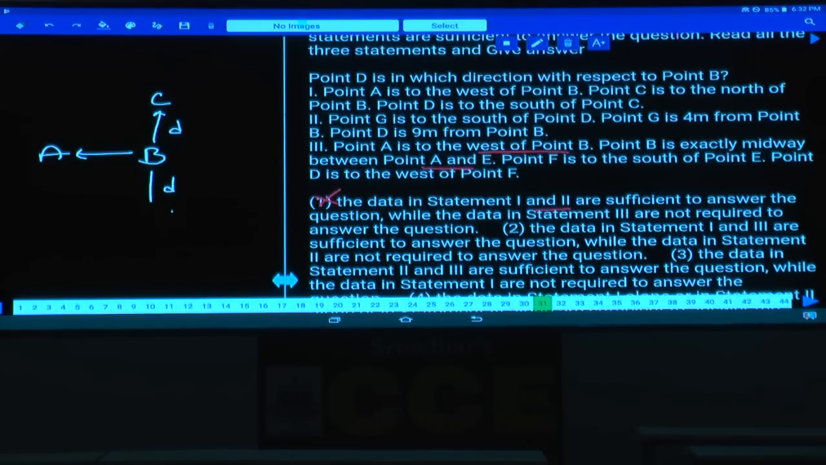Tell me where should this E be? E must be somewhere at this place, isn't it? Because B is exactly midway between A and E. F is to the south of E. F is to the south of what? F is to the south of E. D is to the west of F.